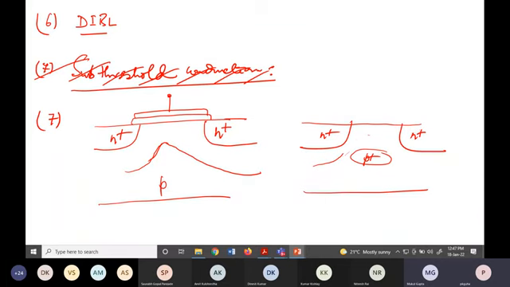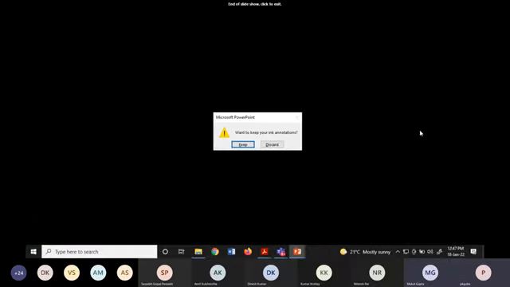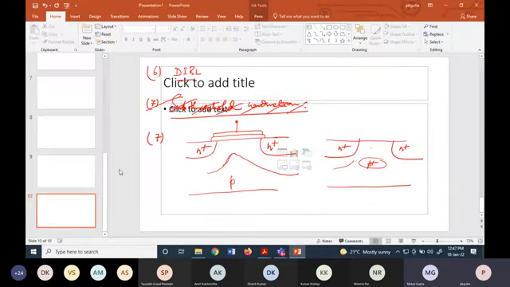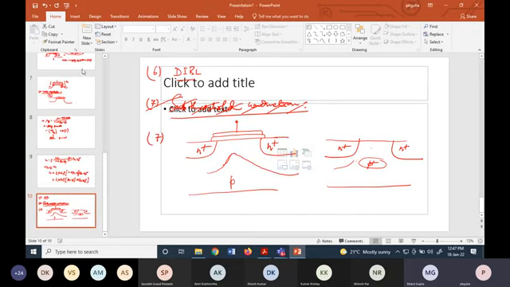Okay, so let's talk about the subthreshold leakage current or subthreshold conduction.